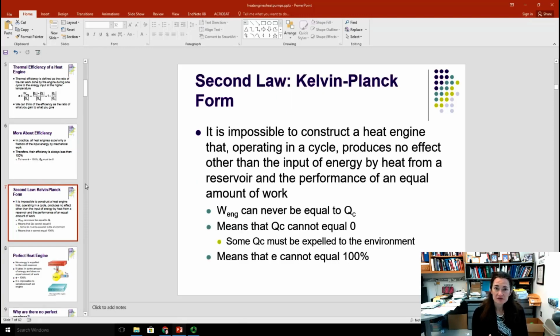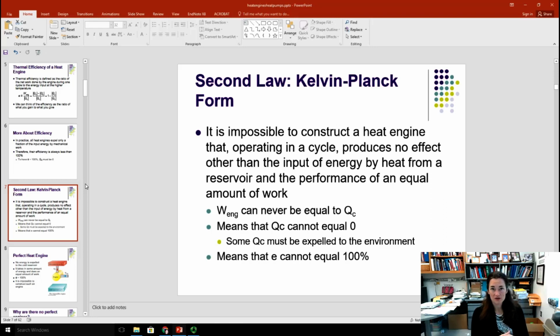And this is summed up in another way of stating the second law of thermodynamics. This way is called the Kelvin-Planck form of the second law of thermodynamics. And it says that it's impossible to construct a heat engine that operates in a cycle and produces no effect other than the input of energy by heat from a reservoir and a performance of an equal amount of work. What they're saying is you're always going to have that waste heat Q sub C, and that can never equal zero, which means there's never going to be an engine that has an efficiency of 100%, okay?